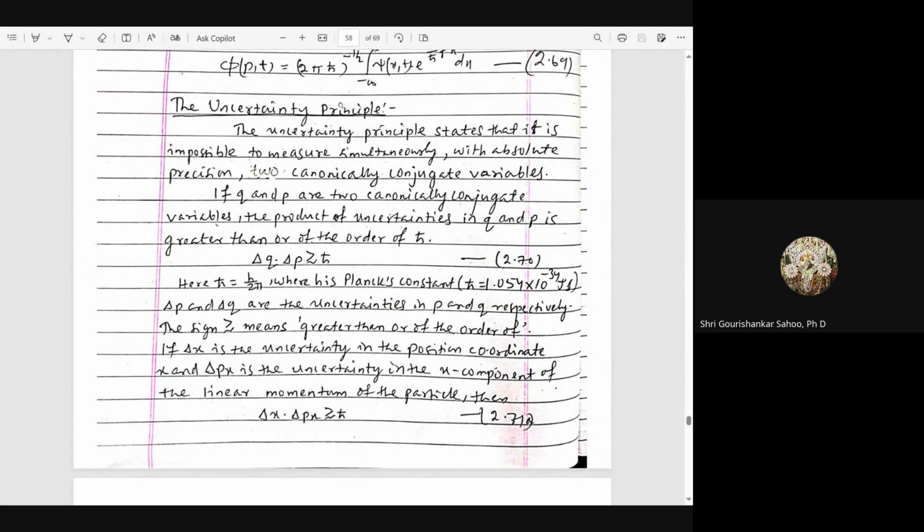The uncertainty principle states that it is impossible to measure simultaneously with absolute precision two canonically conjugate variables. So if P and Q are two canonically conjugate variables, the product of uncertainties in Q and P is greater than or of the order of h cross. So you can write del Q dot del P is greater or equal to h cross, where h cross is equal to h by 2 pi, where h is Planck's constant. And del P and del Q are uncertainties in measuring P and Q respectively.